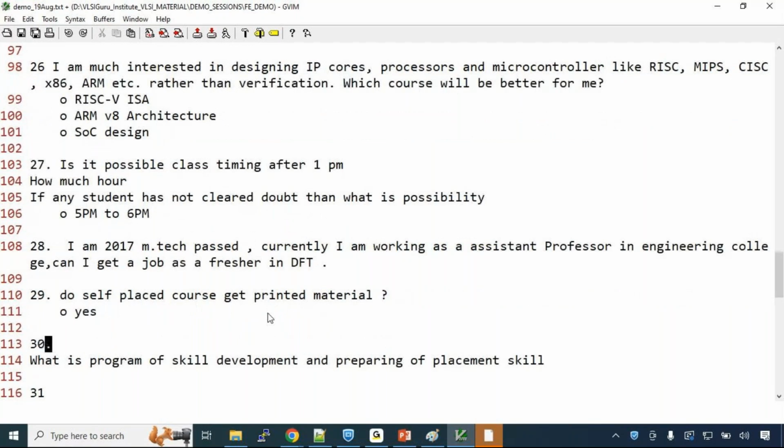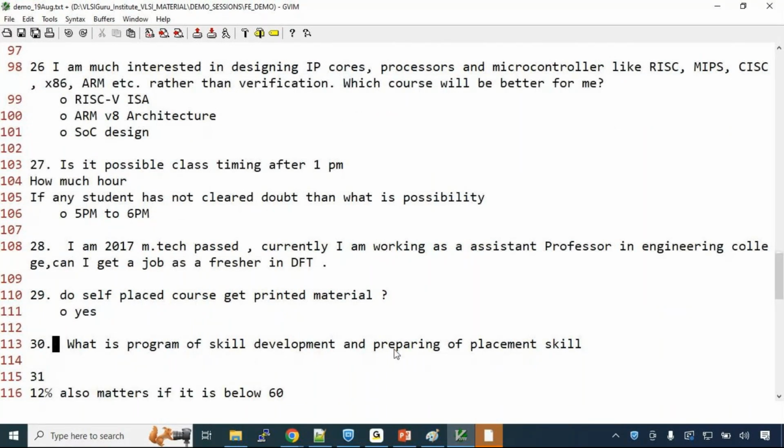What is the program of soft skill development preparing for the placement, sir? See, the program of skill development starts from day one itself. There is no specific day after 6 months for skill development. It happens from day one. It starts with learning the technical things like digital, Verilog, SV, UVM, and it starts with learning of communication skills, soft skill training. It's a continuous running process.